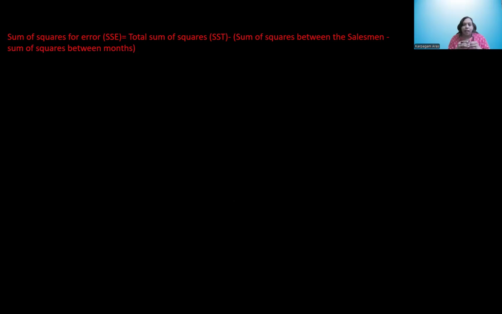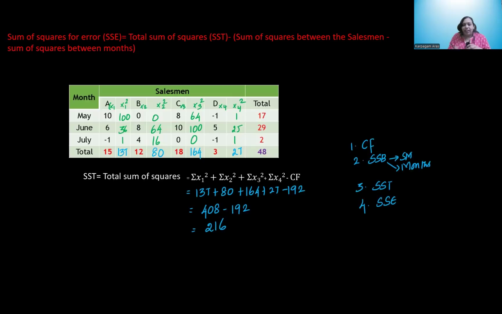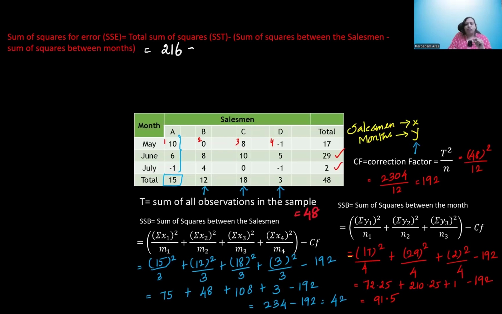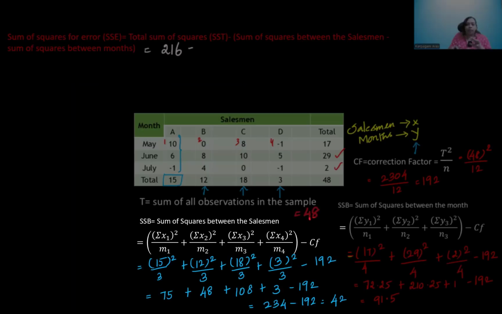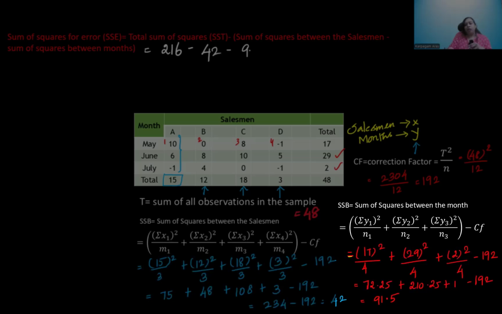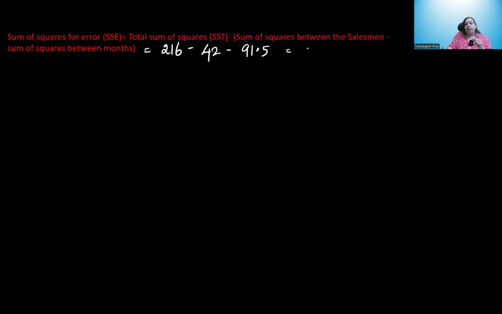How much is the variation within the months and within the sales representatives' performance? We were not able to calculate that. That is what we are going to do now. So we are going to calculate SSE. The total sum of squares comes to 216 minus sum of squares between the salesmen 42 minus sum of squares between months 91.5. This will give us a result of 82.5.